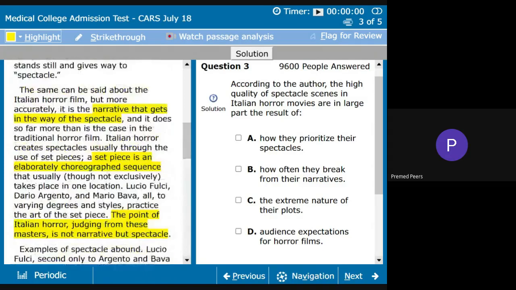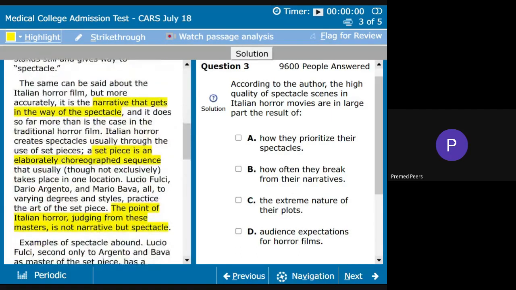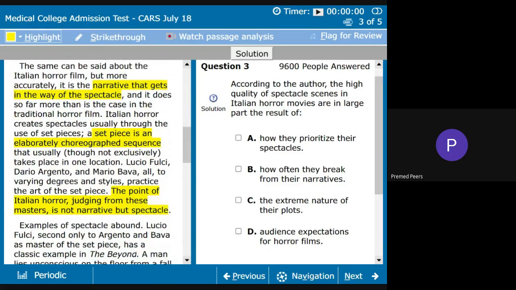So that gives you a hint: spectacle over narrative. But how do you rule out the other answer choices? For B, how often they break from the narratives, that one is less of a good answer choice because the high quality of spectacle isn't necessarily related to the narrative breaks. It's just mentioning that a quality of Italian horror film is narrative breaks in order to make way for spectacle, which actually would support A a little bit more.